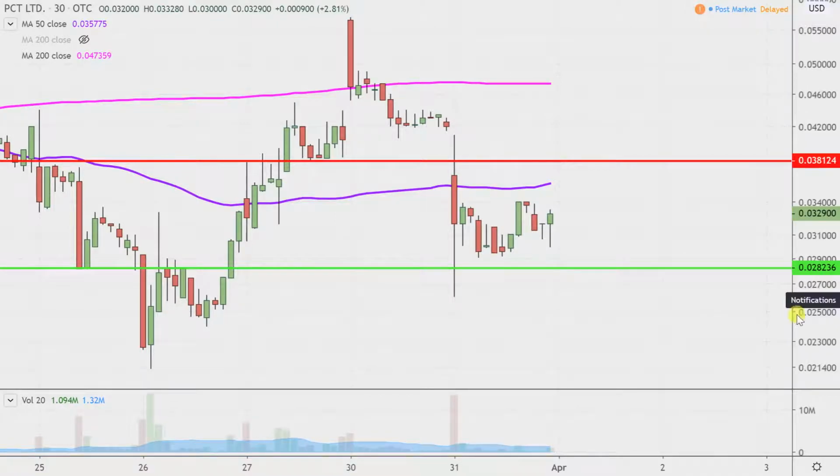So not the greatest day today, but the price very clearly went sideways. Got a nice little green candle here during the last 30 minutes. So we'll see if the price can try to get a break back up above 0.038 or not.